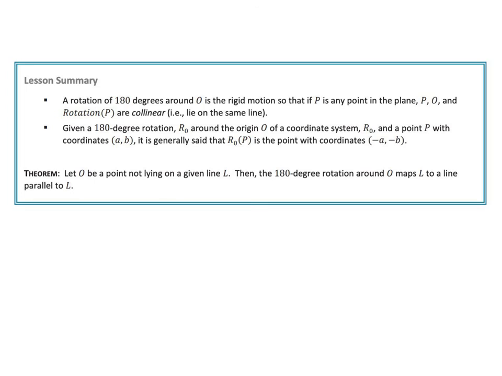Here is our lesson summary today. Anytime we rotate something 180 degrees around the origin, basically the line, the first point, and the image of that first point, are collinear. So they lie on the same line. Second thing is that when we have a 180-degree rotation around the origin, our rule is that our points just get changed to be the opposite of what they originally were. Okay?